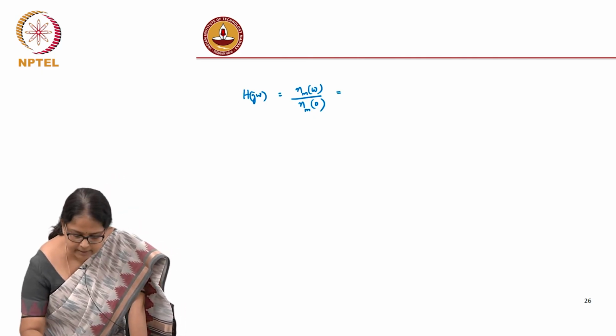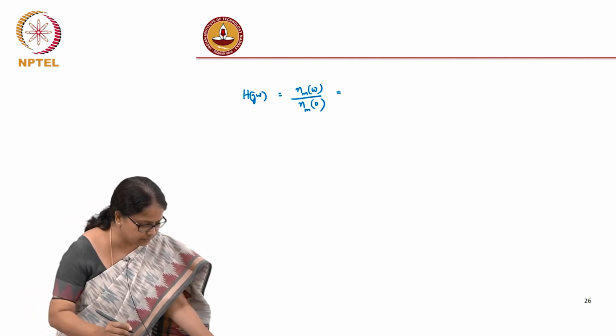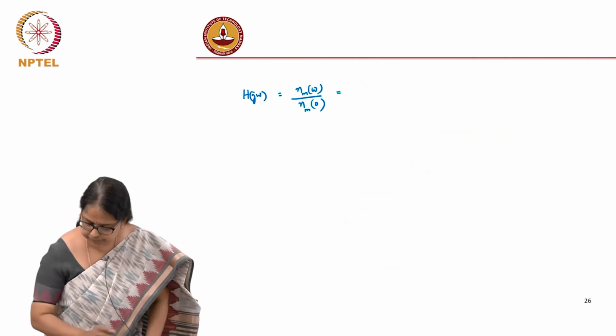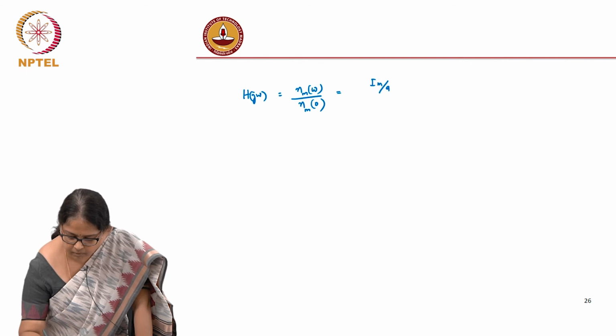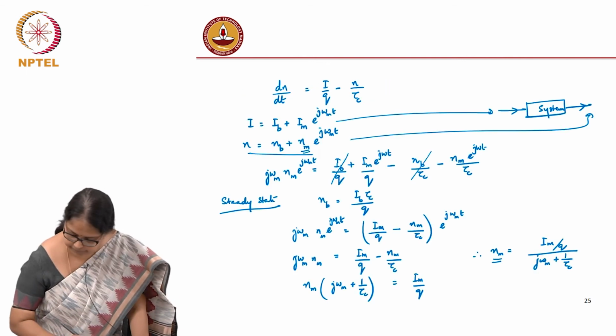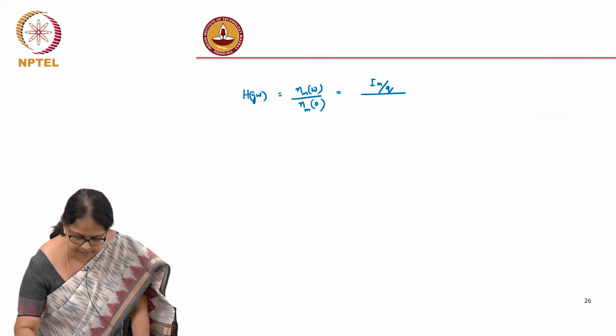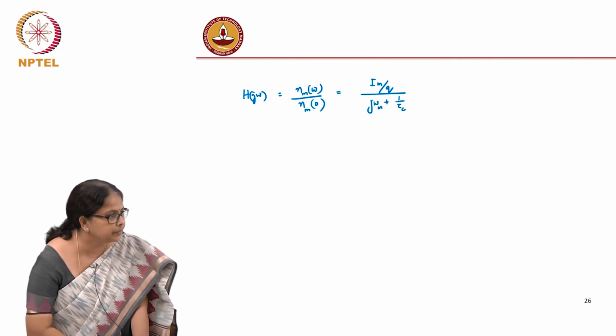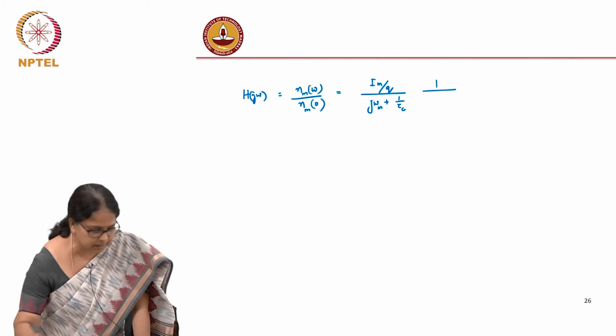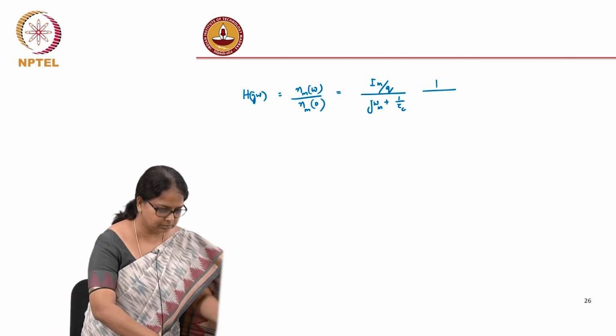And when I excite my system with the frequency, my Nm we just derived, what was that? Im by q divided by j omega m plus 1 over tau c, divided by what is Nm0?